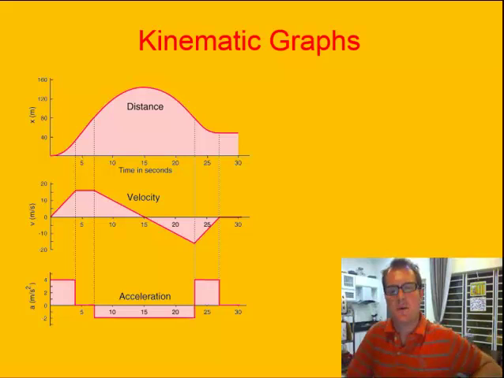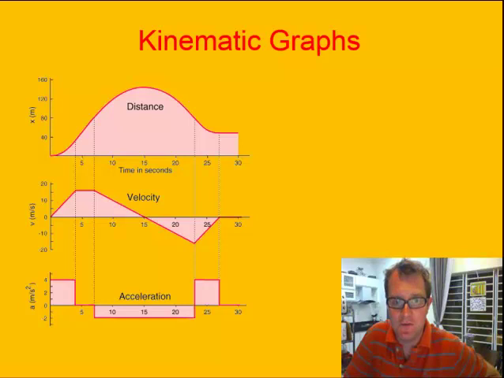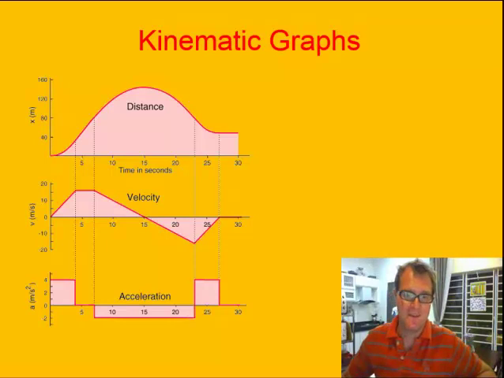Hi, during this session I'm going to explain kinematic graphs. These are graphs which show distance or displacement against time, velocity against time, or acceleration against time, and how they can be really useful in explaining or extracting information about a journey. I'm going to do that by going through an example with you.